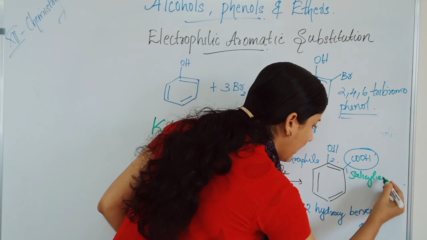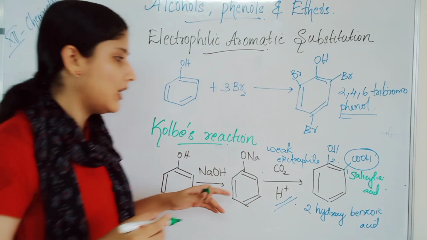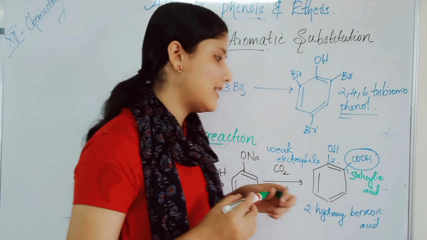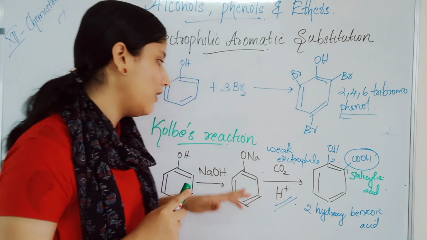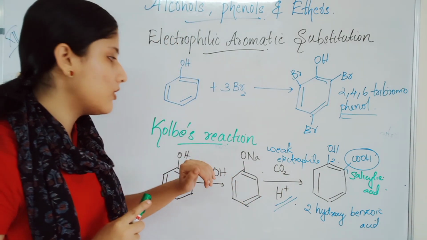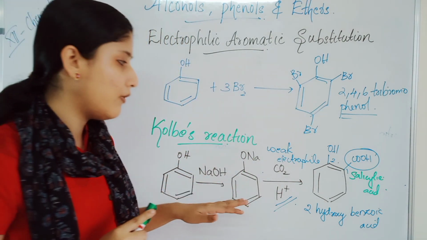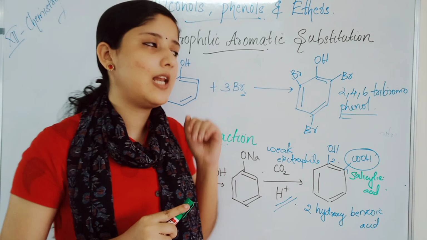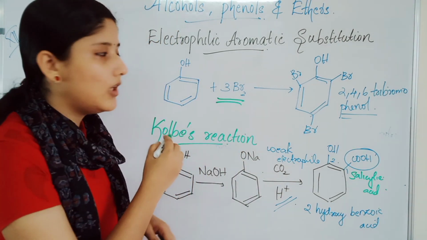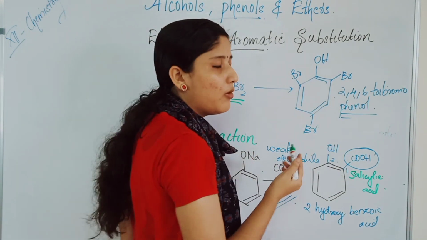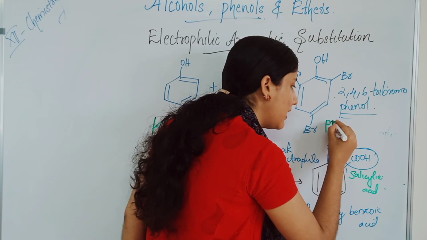Salicylic acid. OH and COOH are in the ortho position and we will call it salicylic acid, or the IUPAC name is 2-hydroxybenzoic acid. We will obtain it when sodium phenoxide reacts with the weak electrophile carbon dioxide in the presence of H plus, which will give you salicylic acid. And look here, when 3Br2 adds with phenol, you will get what? 2,4,6-tribromophenol.